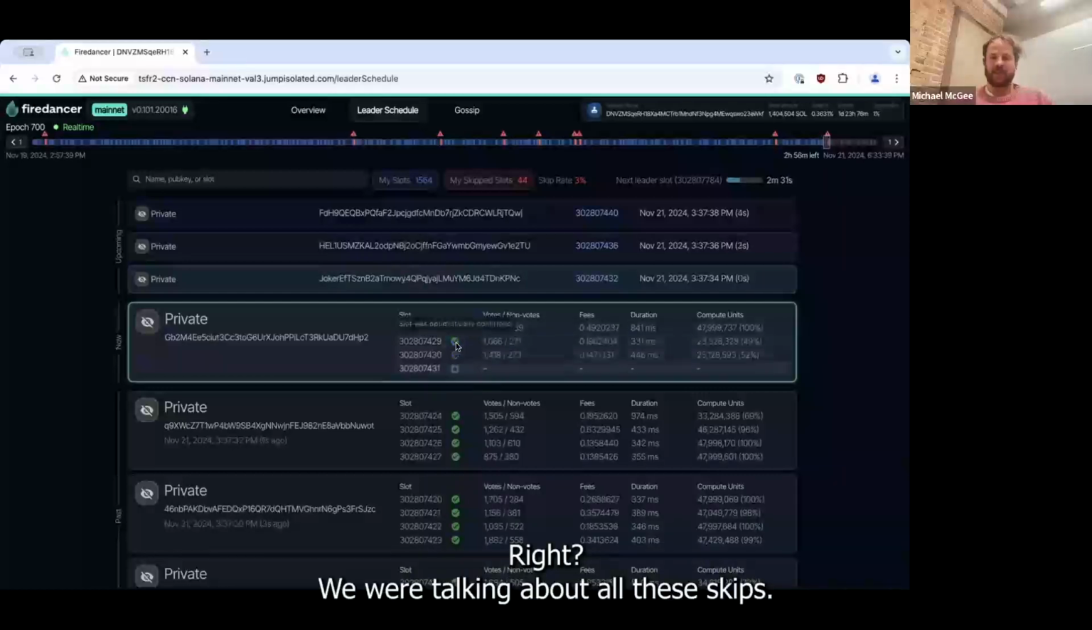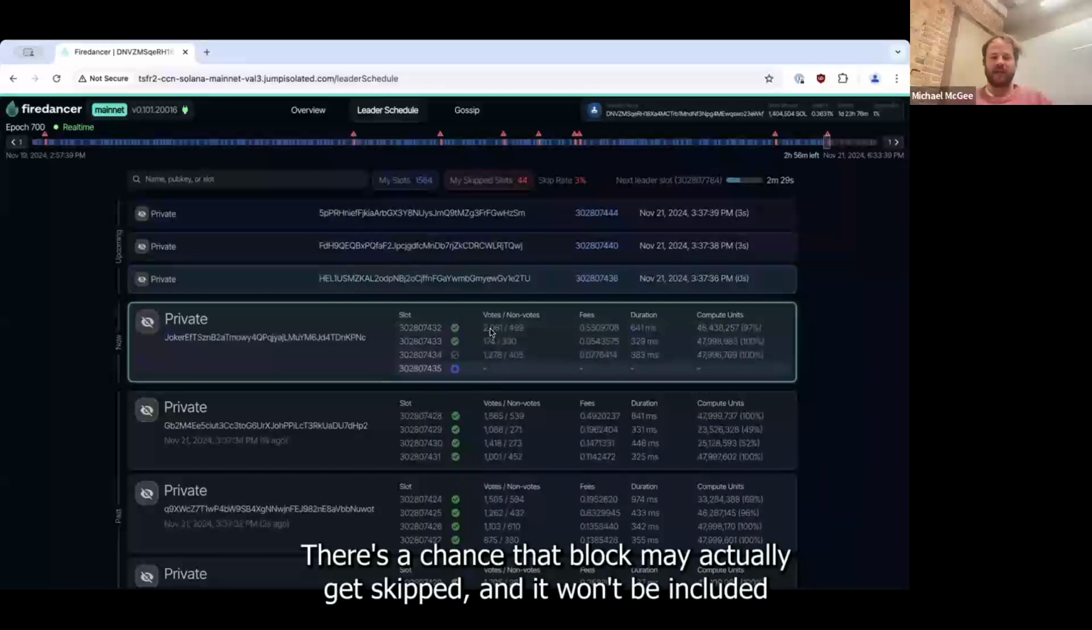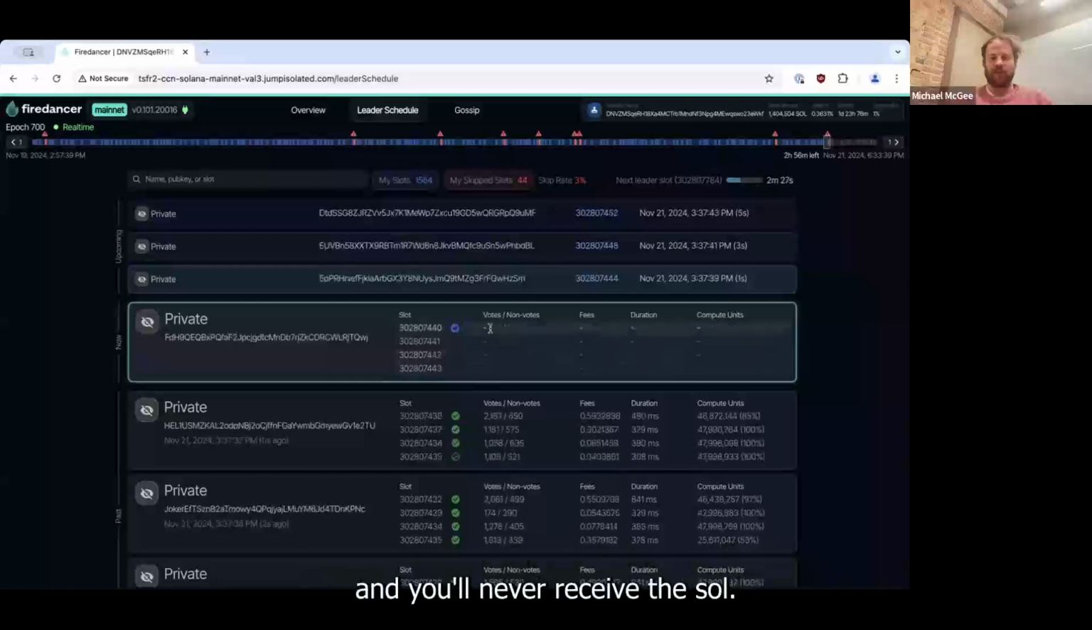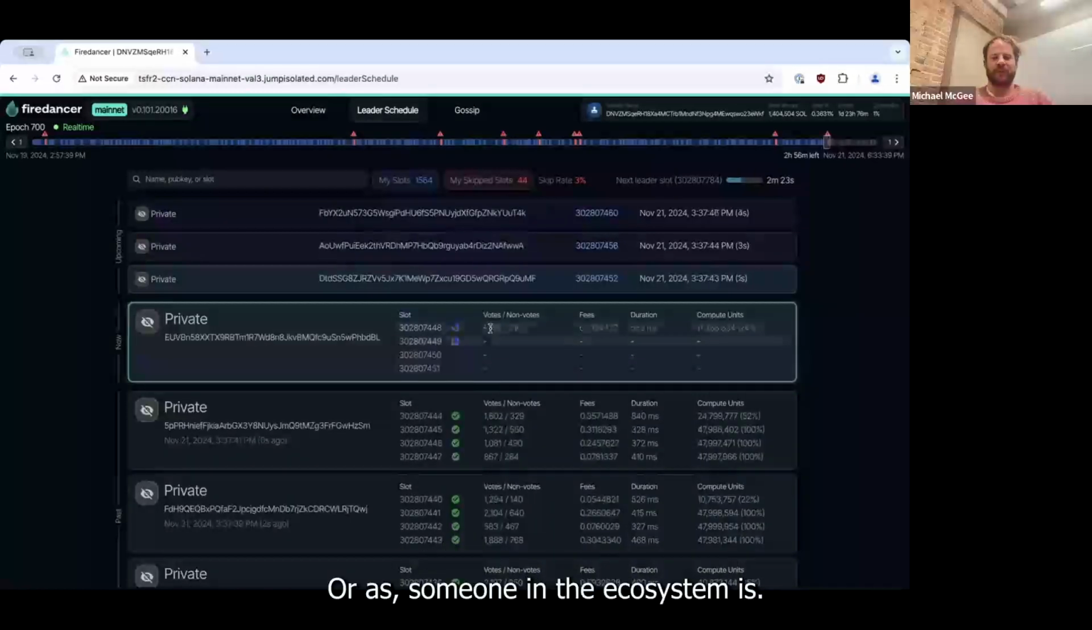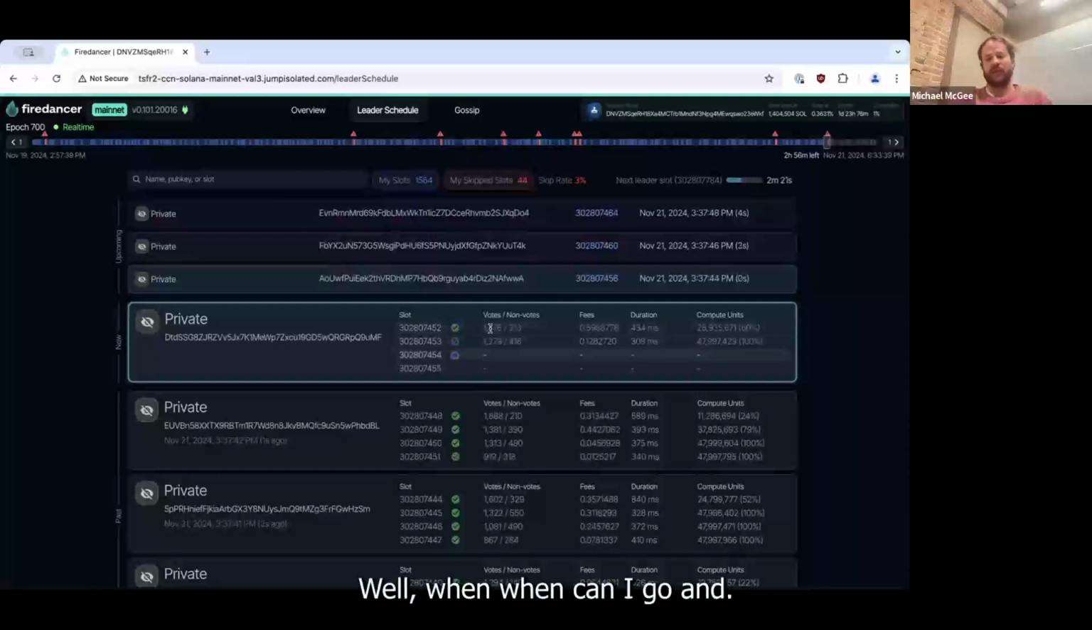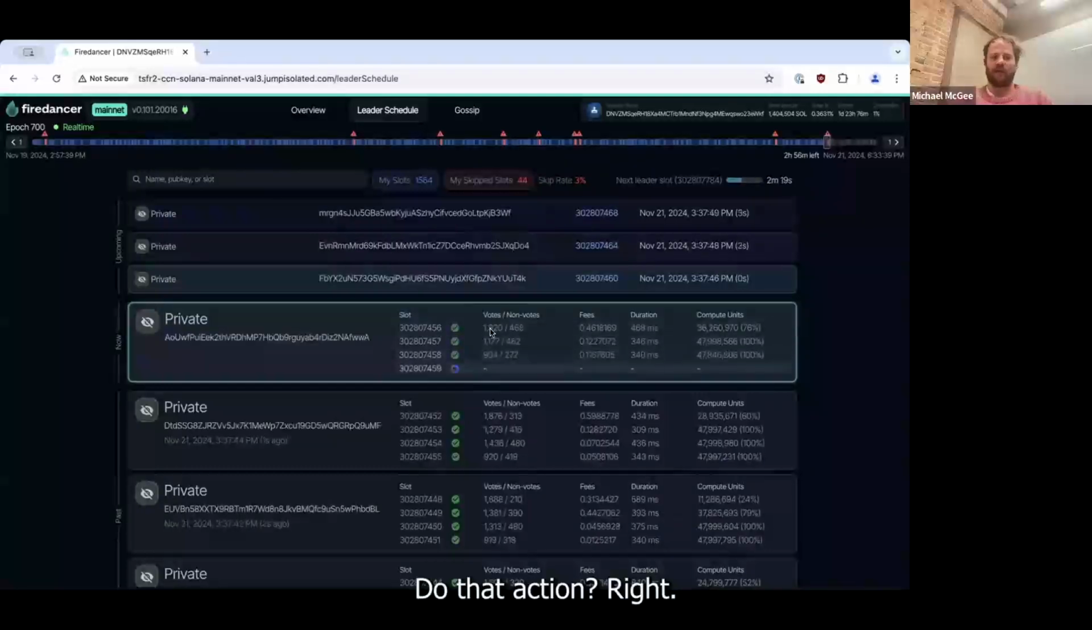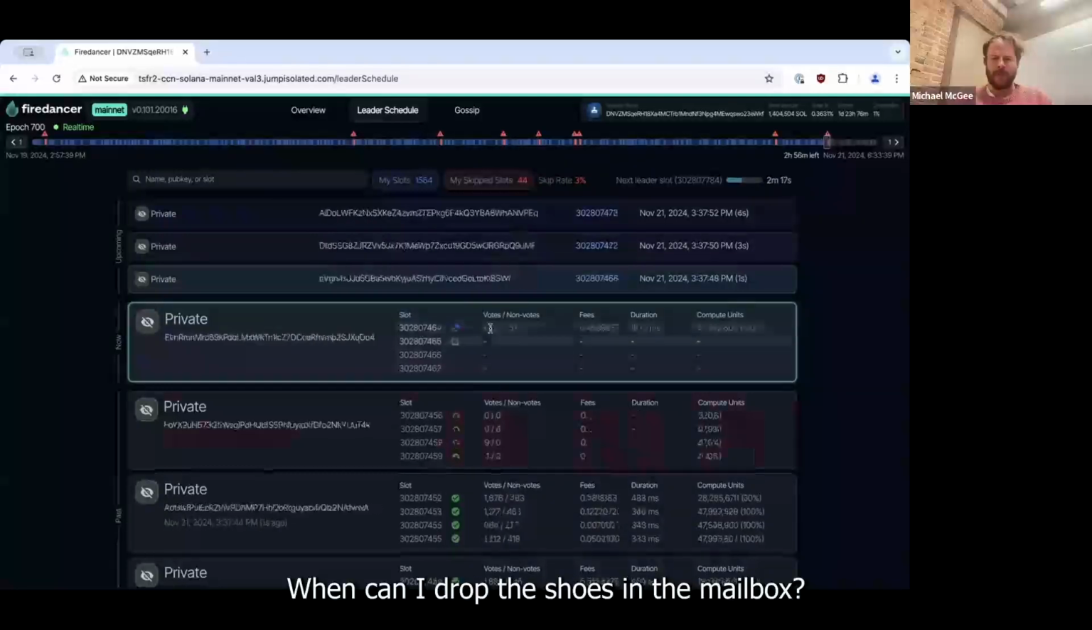We were talking about all these skips. There's a chance that block may actually get skipped and it won't be included and you'll never receive the SOL. And so what you want to know sometimes as a merchant or as someone in the ecosystem is, well, when can I go and do that action, right? When can I drop the shoes in the mailbox?